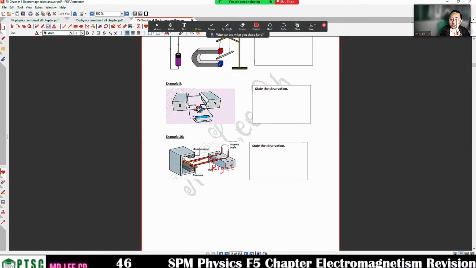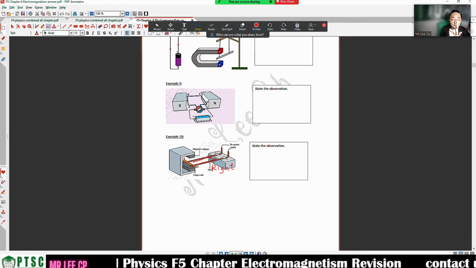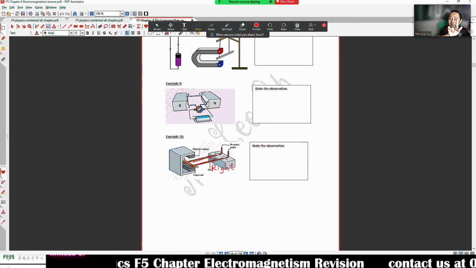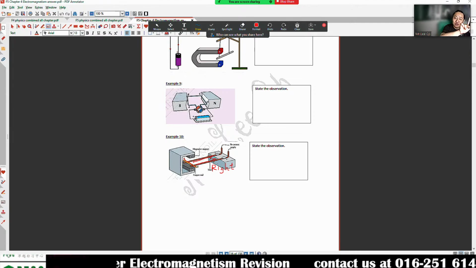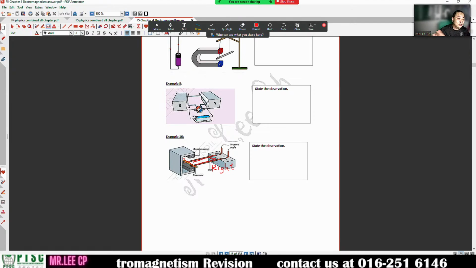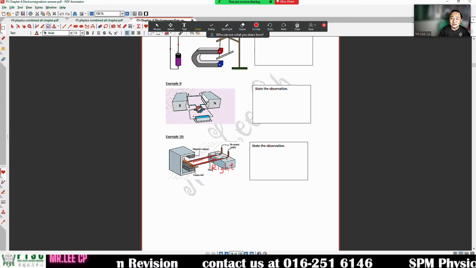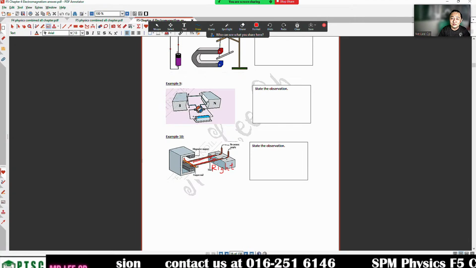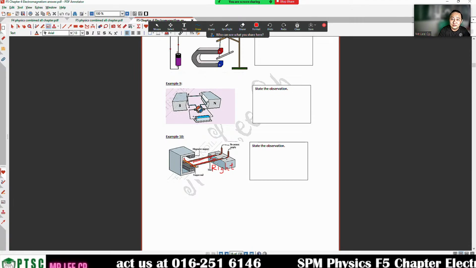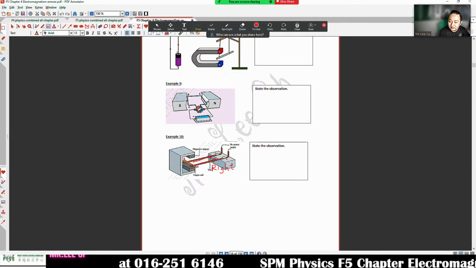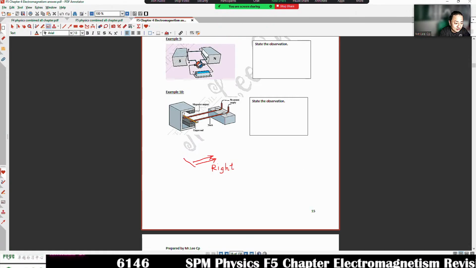North to south. See? North to south. Current in. Force goes to the right. I'm looking on my other screens whether it is laterally inverted or not. Yeah, go to the right. Okay, correct. Nothing wrong. Okay.